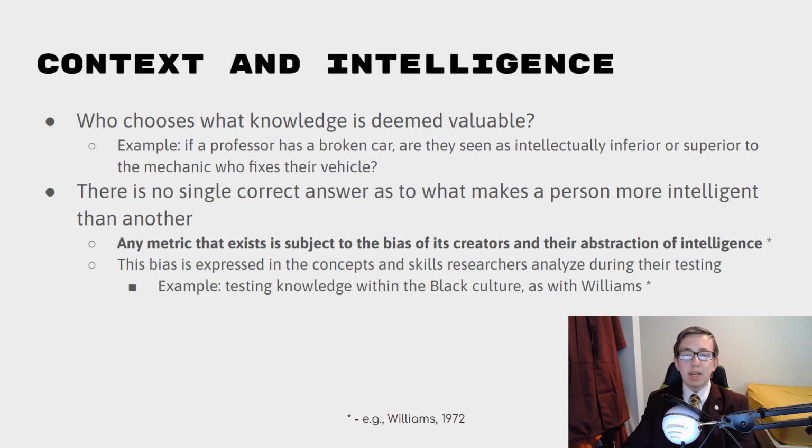So think of Williams. His abstraction of intelligence could have been the black culture and the vocabulary within the black culture. It's important to consider context in the realm of intelligence, because this professor in a classroom we might be considering as a very intellectual man, and when we pass by them on the side of the road with a broken car and they don't know what to do, we might kind of lose that same view of them.